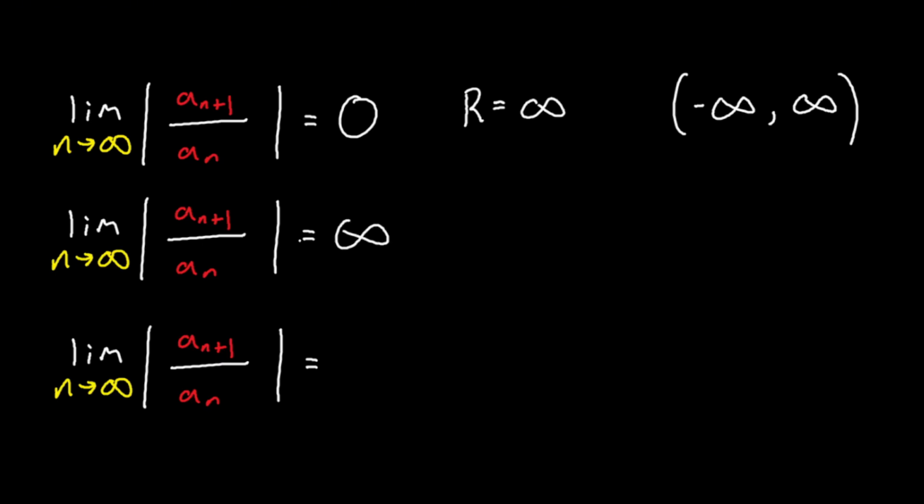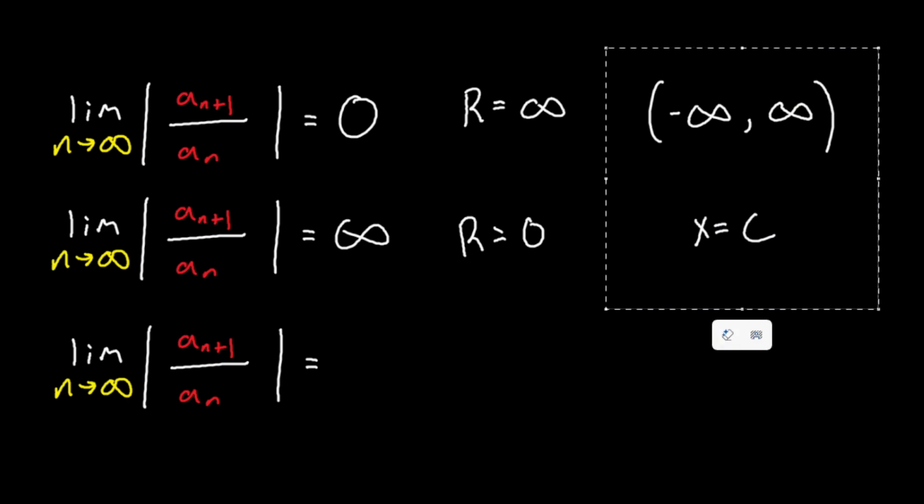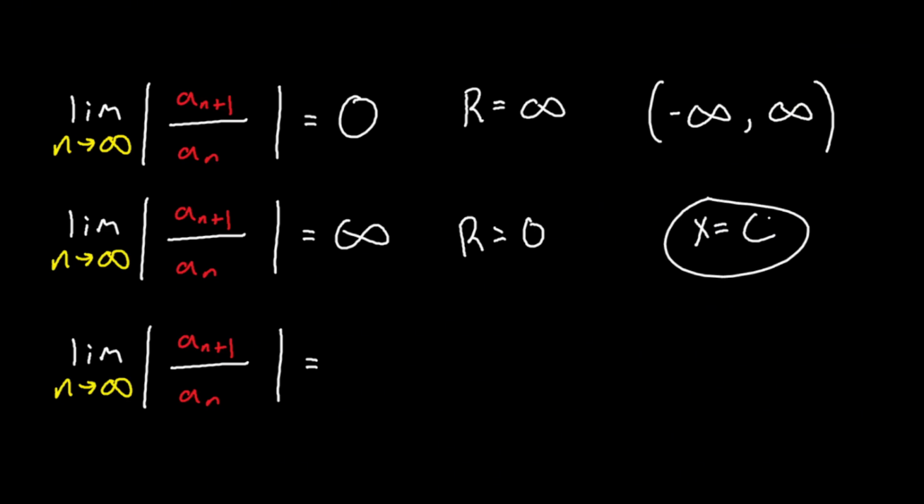Well, what about if your ratio test gives you a result of infinity? That's also possible. That simply means that your radius of convergence is 0. That means x can only equal one value, and that value is just where your power series is centered at. Remember what I said about finding c?